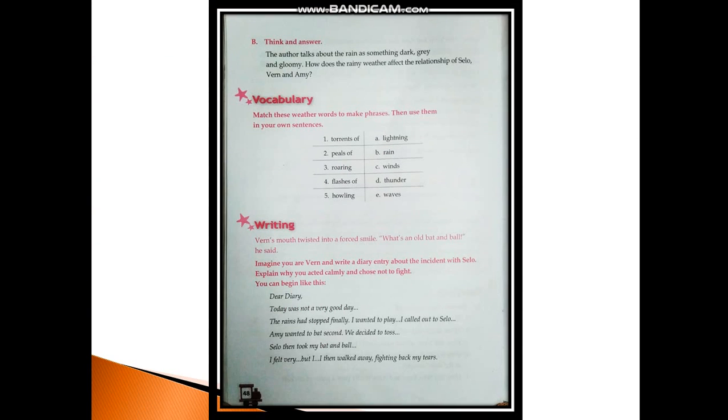So now the next question is, think and answer. The author talks about the rain as something dark, grey and gloomy. How does the rainy weather affect the relationship of Cello, Vern and Amy? So the answer to it would be, the rainy weather affected the relationship of Cello, Vern and Amy in a very bad way. The abrupt onset of rains would stop their favorite game of cricket in the road. Cello always wanted to be the first one to bat, but due to rains he could not get to bat, so he became furious and threw Vern's bat and ball in the bushes, and that is how their friendship came to an end. Okay, and which is why the author talks about the rain as something dark, grey and gloomy, because of the rains the friendship between Cello, Vern and Amy came to an end.